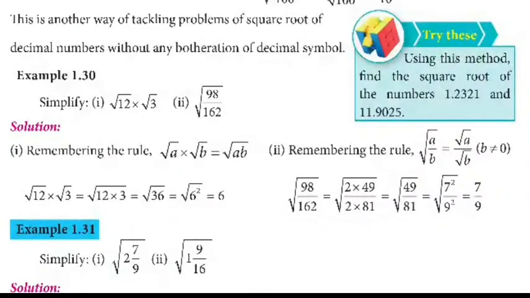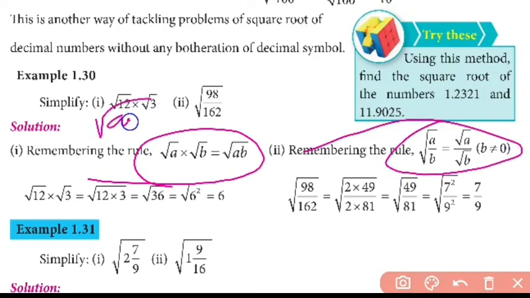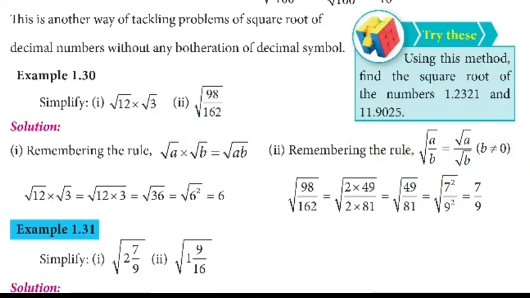Example 1.30. Simplify: first, root 12 into root 3, and second, root 98 by 162. In this sum we are using these two results. We already know that root a into b equals root a into root b. Here we use the reverse: root a into root b equals root ab. Next, similarly, root of a by b equals root a by root b. Using these formulas we can solve the sums.